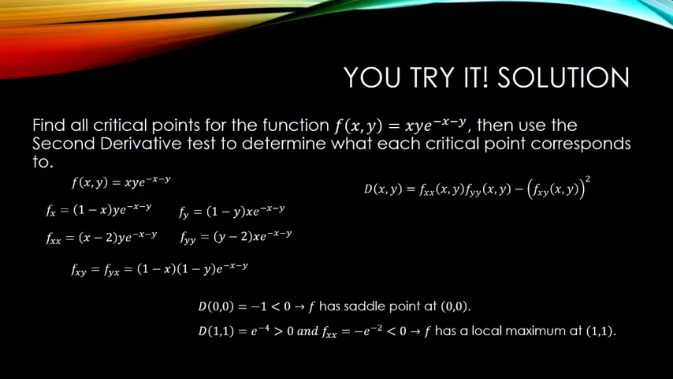D of 1, 1 is equal to e to the negative 4. This is greater than 0. And fxx is equal to negative e to the negative 2 power. This is less than 0, so f has a local maximum at the point 1, 1.